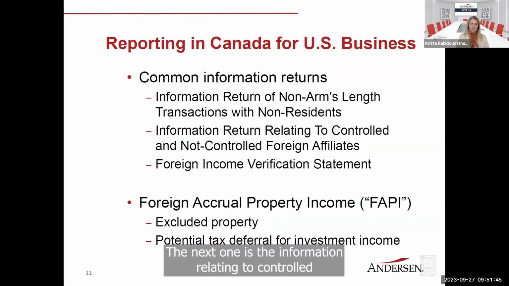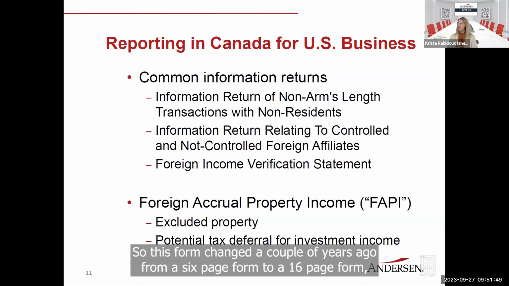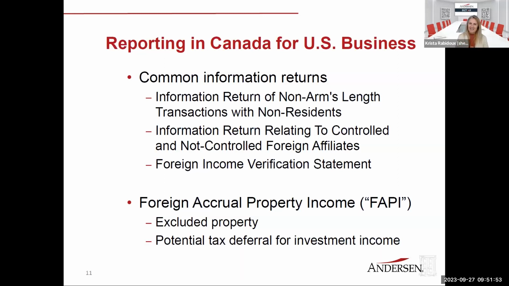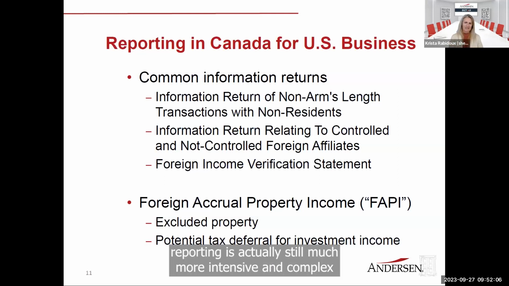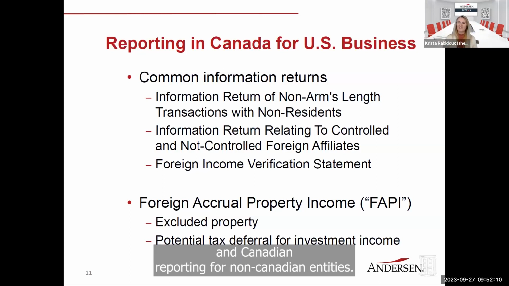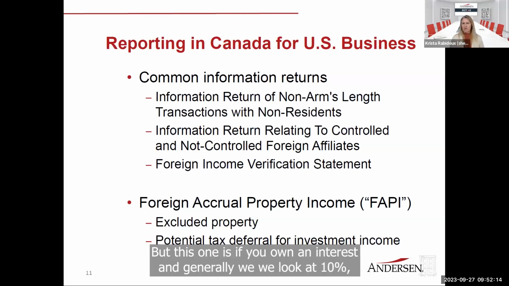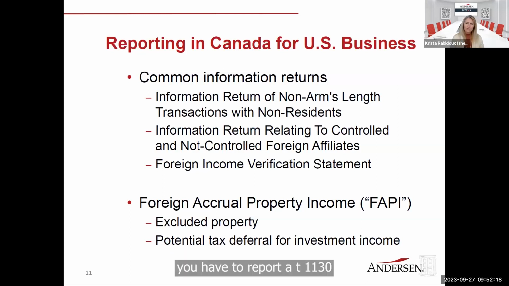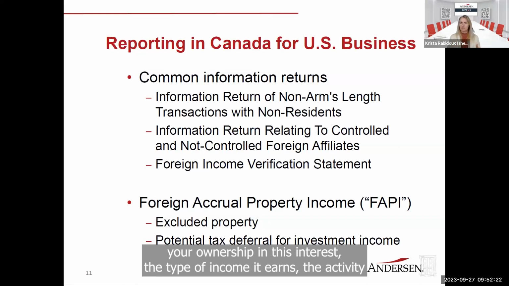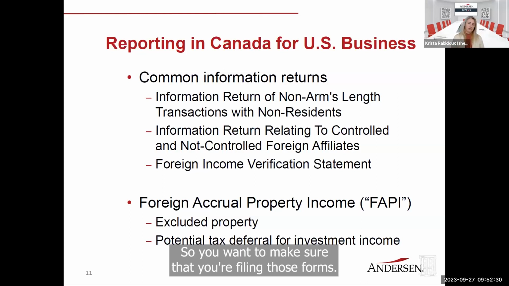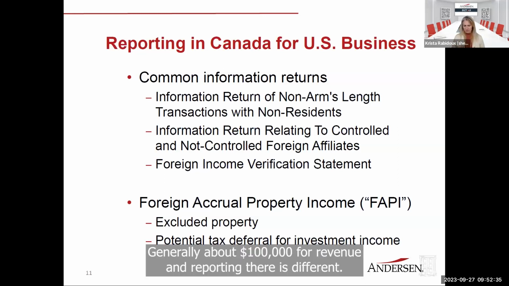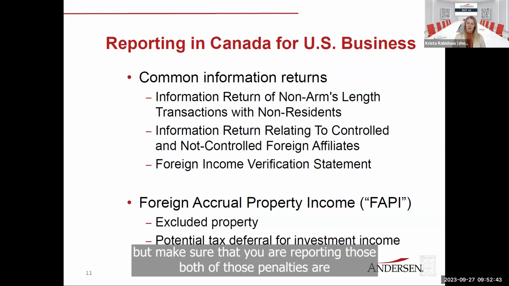The next one is the information relating to controlled and non-controlled foreign affiliates. This form changed a couple of years ago from a 6-page form to a 16-page form, as I talked about with the surplus and all of the extra information. Canada is not alone in this initiative of trying to capture what is happening outside of the country. The US reporting is actually still much more intensive and complex than Canadian reporting for non-Canadian entities. If you own an interest, and generally we look at 10%, you have to report on a T1134 your ownership in this interest, the type of income it earns, the activity it has, how much profit it has, et cetera, and your interest in it. So you want to make sure that you're filing those forms. That one has a threshold as well, generally about $100,000 for revenue and reporting. If it's dormant, it's a different type of detail you have to provide, but make sure that you are reporting those.